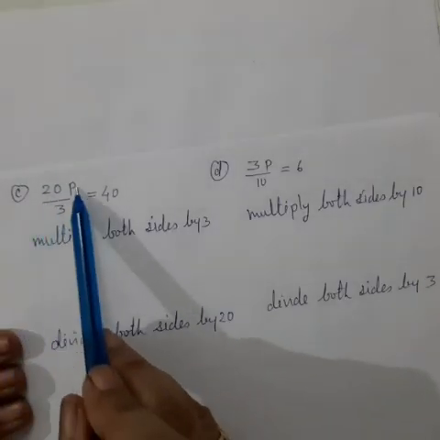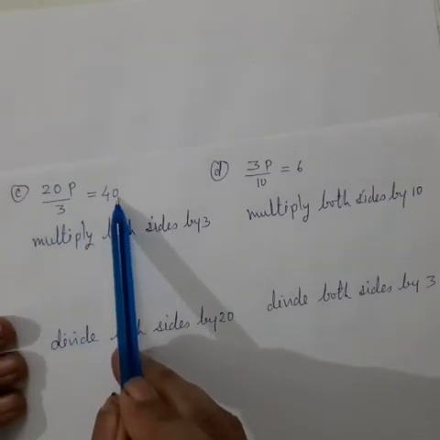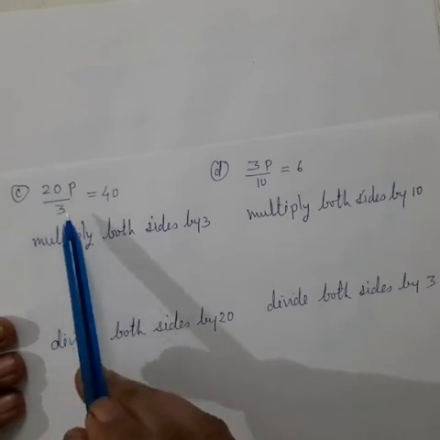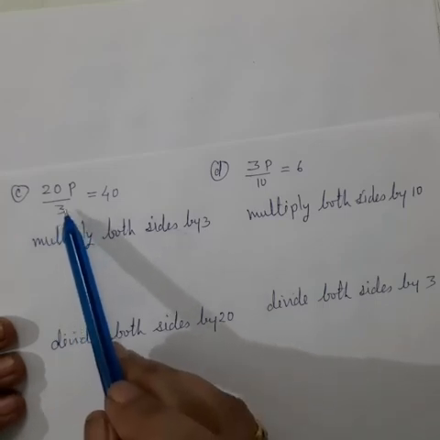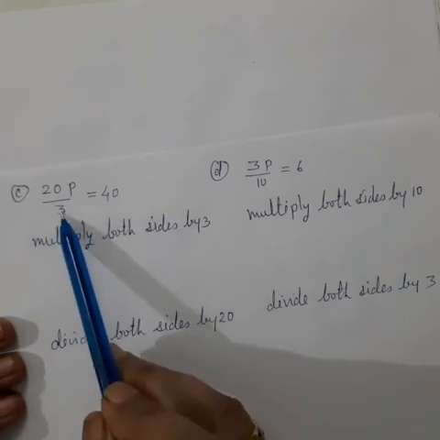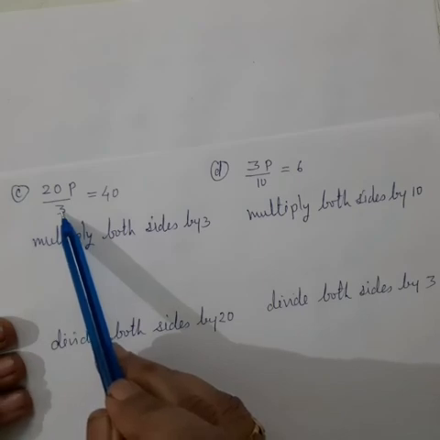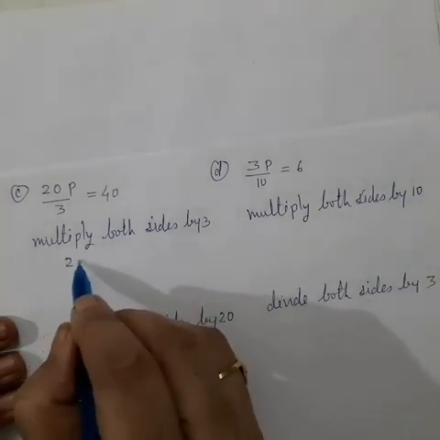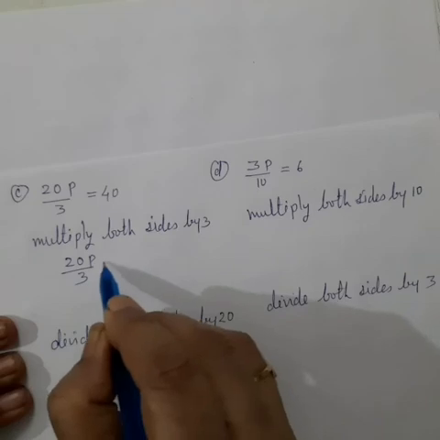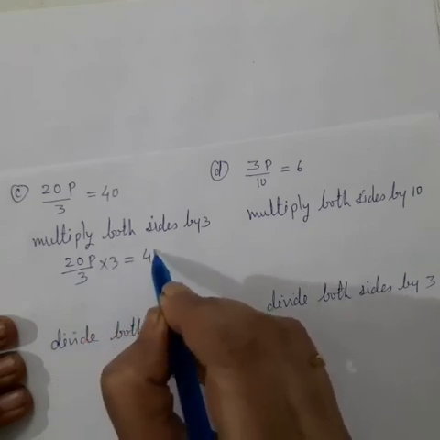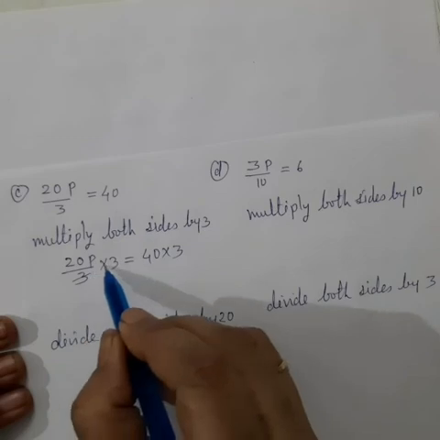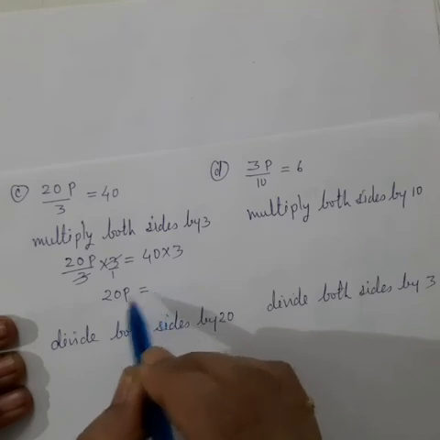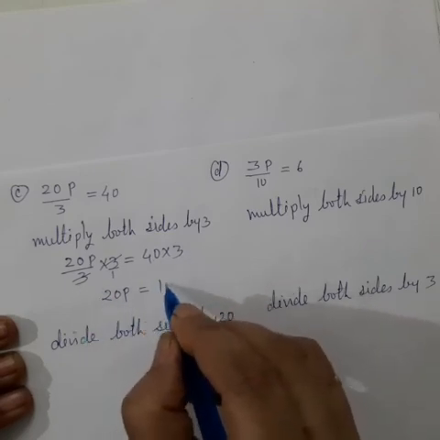Coming to C. 20p divided by 3 equal to 40. Now see, 20 is in the numerator, 3 is in the denominator, and both the numbers we don't want. So first we will remove this 3 from the denominator. To remove this 3 from the denominator, we have to multiply both sides by 3. So multiply both sides by 3, 20p divided by 3 into 3. Right hand side is 40, 40 into 3. This 3 will be cancelled and only 20p is on the left hand side, and 40 3s are 120.